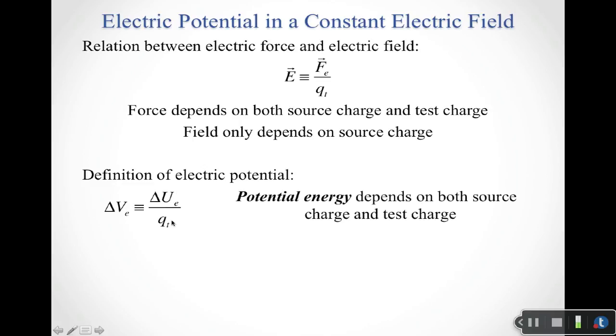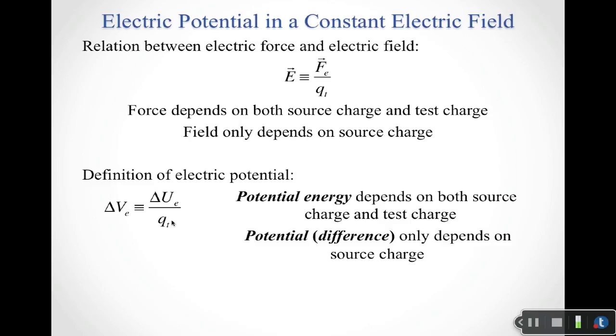So again, what this tells us is that potential energy depends on an interaction between two charges. So you need both a source charge that's creating a field and a test charge that's moving around within that field if you want to talk about potential energy. But potential, or potential difference, that only depends on a single charge. That only depends on the source charge.